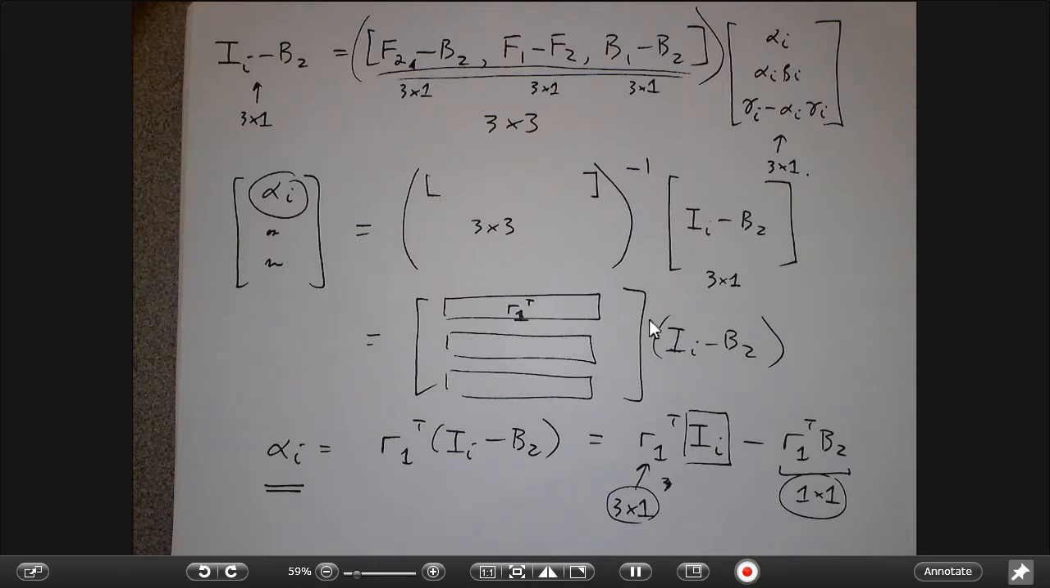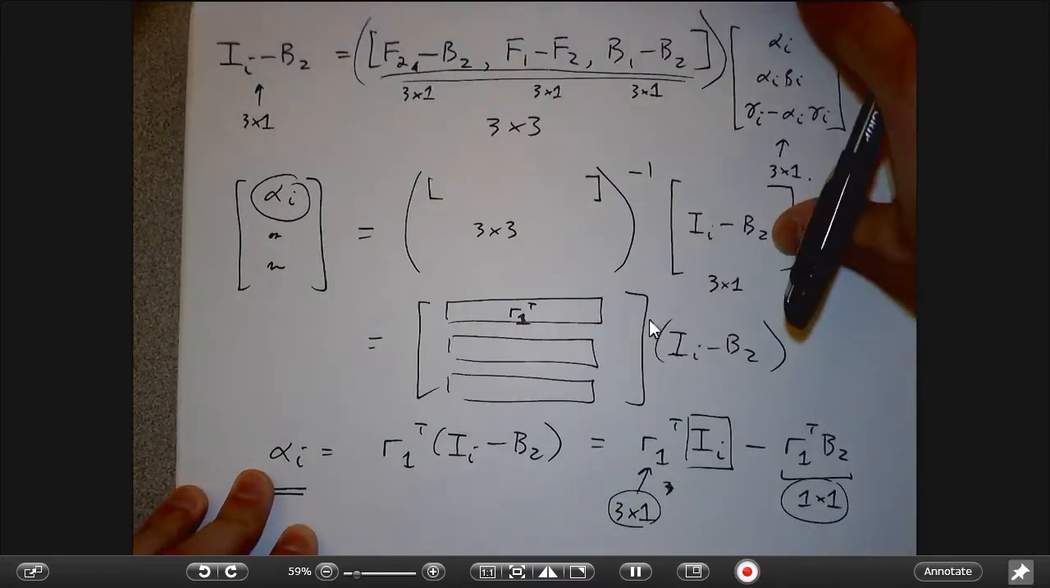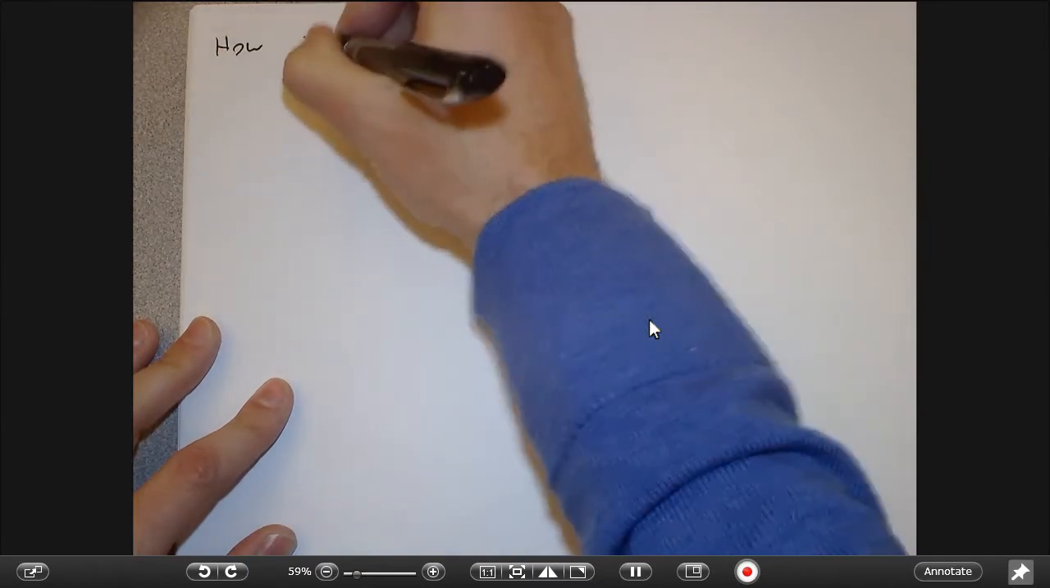Okay? And so the idea that comes from this is that you could say, okay, well, how could I use this observation to help me with the matting problem? How does this help with matting?